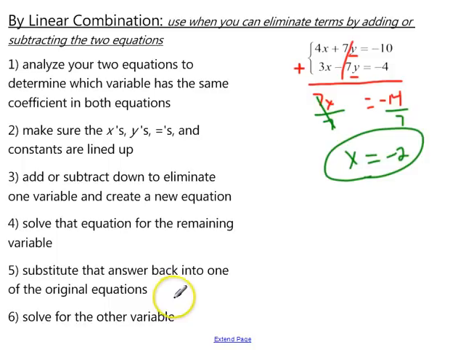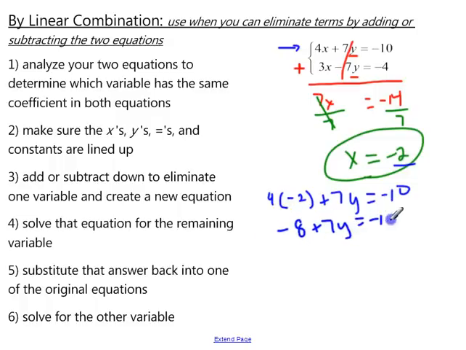Then, in step 5, substitute that answer back into one of the original equations. So we're going to take that answer for x, substitute it back into one of the original equations. It doesn't matter which one. I'm just going to choose the first one for no particular reason. 4 times negative 2 plus 7y is equal to negative 10. So let's solve this equation for y. That's our step 6. Negative 8 plus 7y equals negative 10.